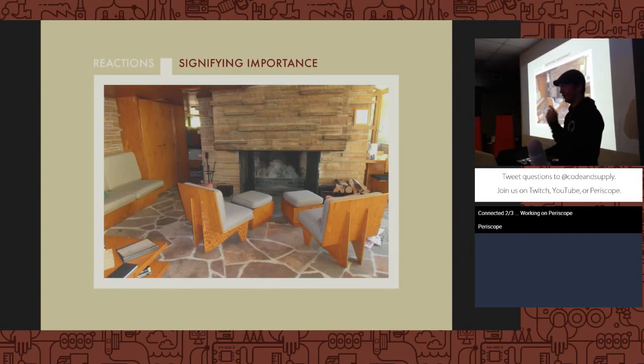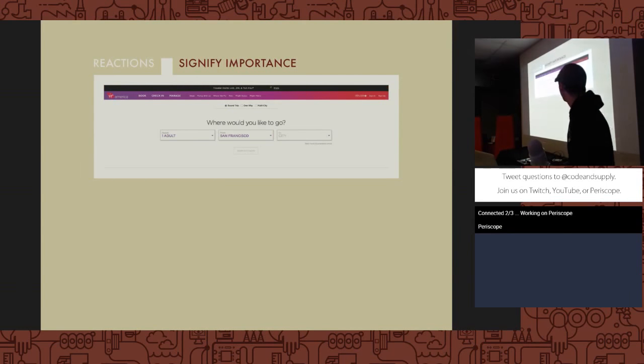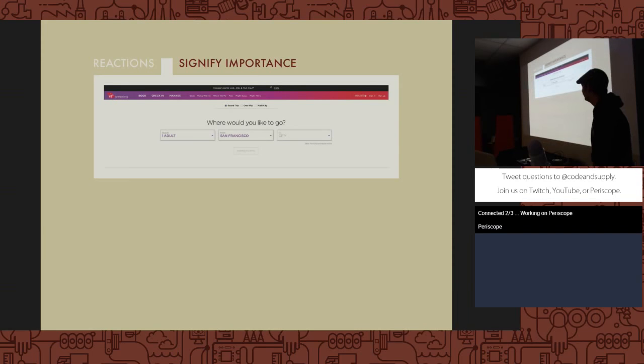And he thought about all those tiny little details. So he did a lot of work to signify importance by focusing on details. Again, really putting things front and center and cutting down clutter is a good way to signify importance.